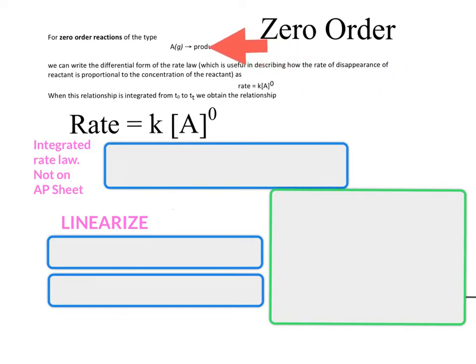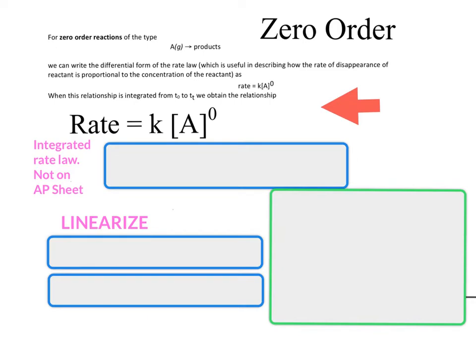So if we have reactant A going to products and we wrote the rate law for reactant A and it happened to be zero order, we know the rate law would look like this, where rate is equal to K times the concentration of A raised to the zero order.